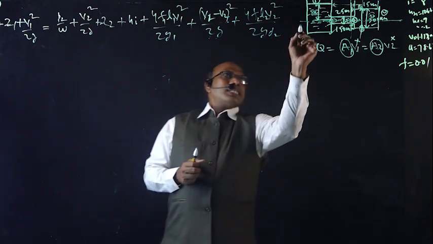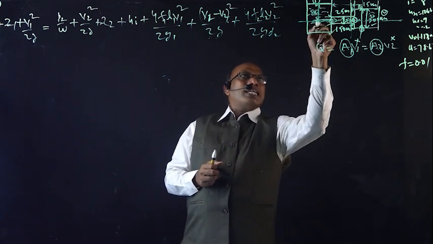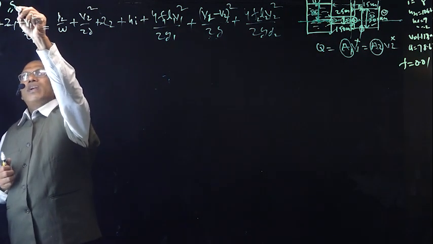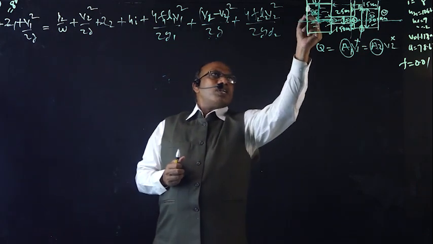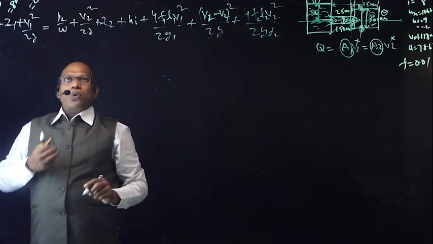And this is the center line. From the center line to the free surface of water, there is a datum head that is equal to 8 meters. And at the free surface of water, there is no velocity head. Velocity head is equal to 0.